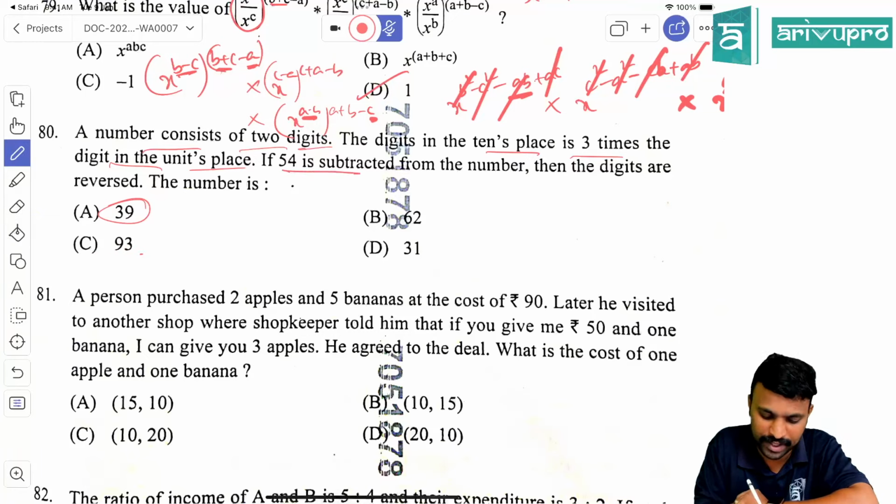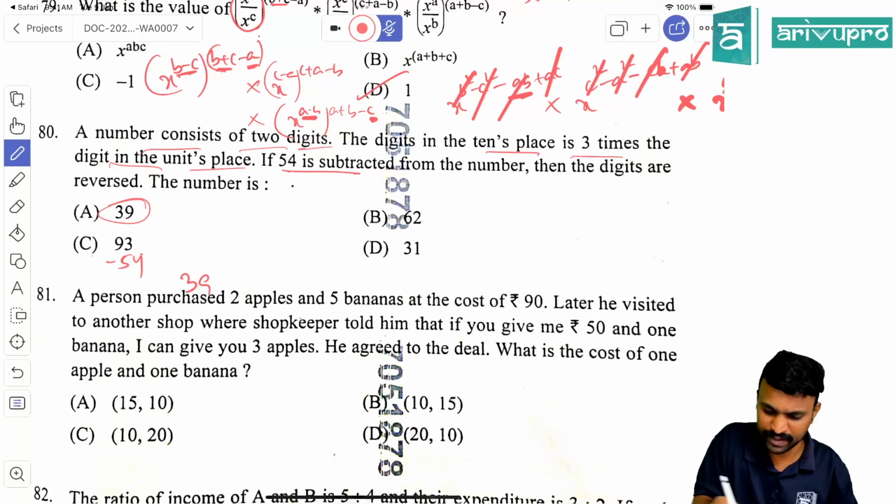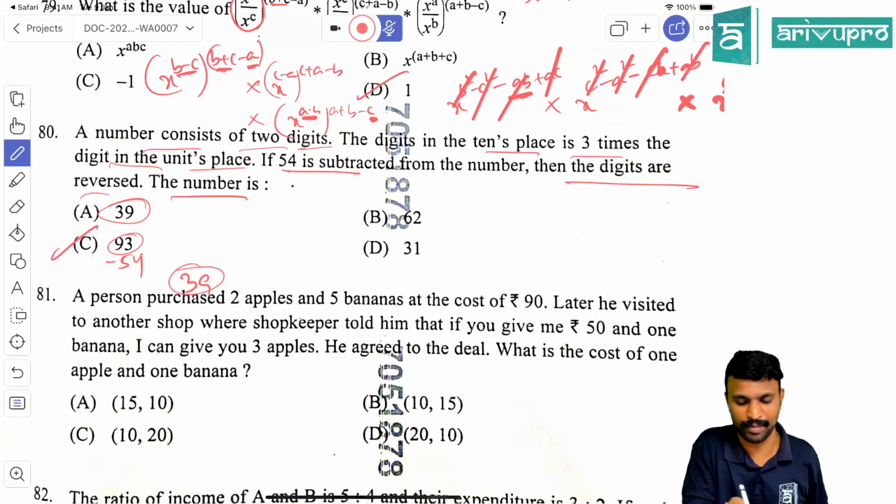If 54 is subtracted from this number, if I assume 93 as the number, so 93 minus 54 is going to give you 39. They have said the digits are reversed. So 93 is becoming 39, yes or no? That means option C itself is the number, right?